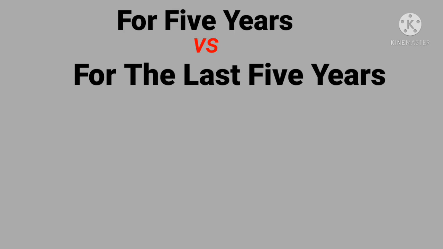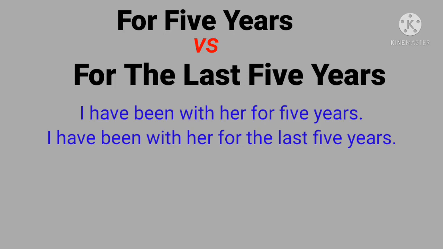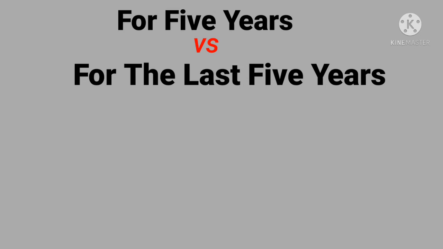But look at another verb, be. I have been with her for 5 years. I have been with her for the last 5 years. They mean different things. When we say "for the last 5 years", it means I am still with her. But when I say "I have been with her for 5 years", it means I was with her in the past, but not now.